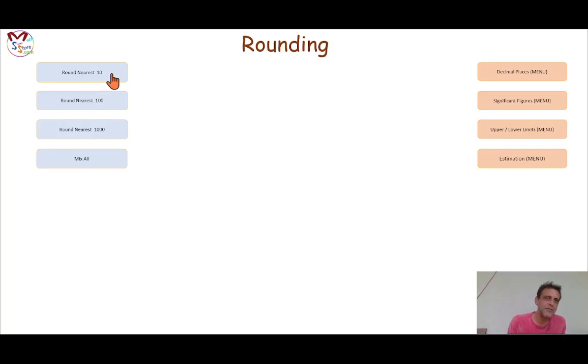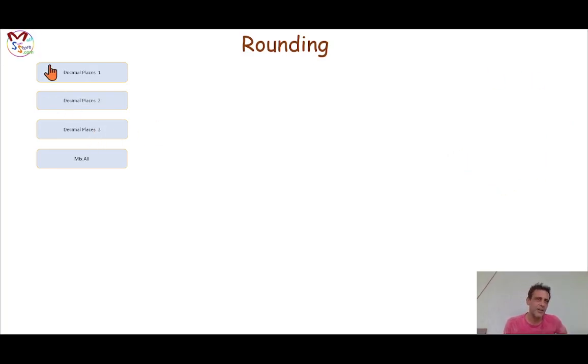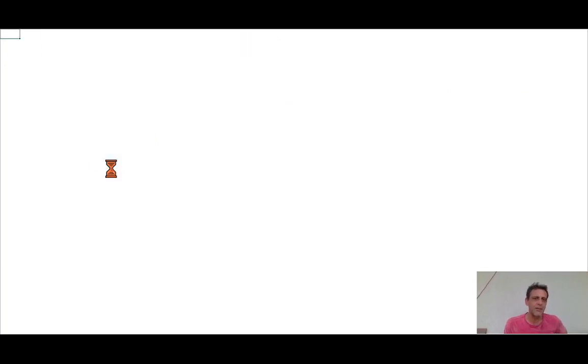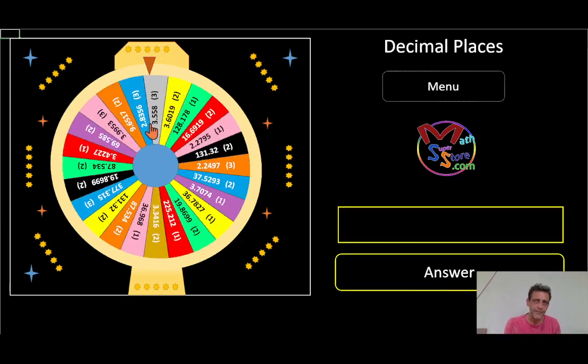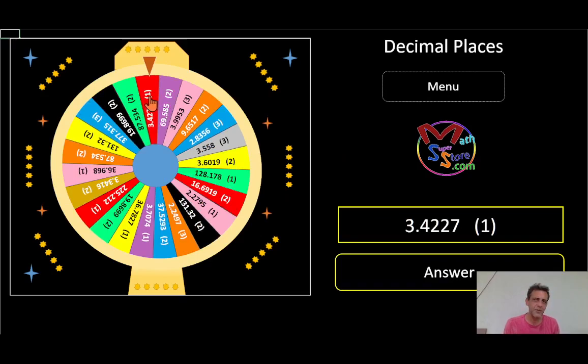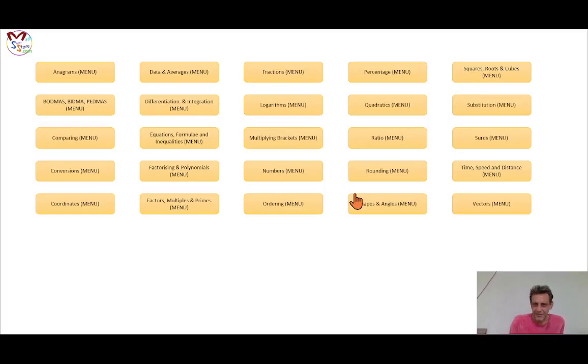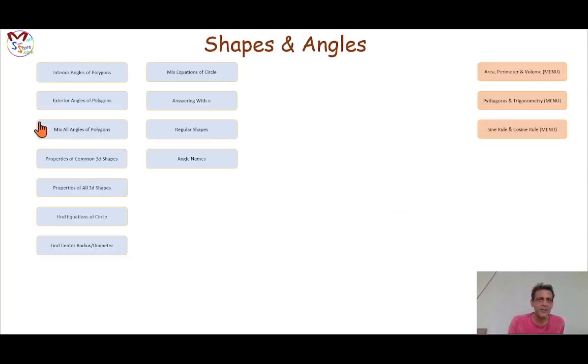We've got rounding. We've got rounding to nearest 10, nearest 100, nearest 1,000. We can mix all. We've got decimal rounding to decimal places menu, significant figures menu, upper lower bounds menu, estimation menu. Let's go for the decimal places menu. 1, 2, 3 decimal places, or mix all. I'll mix all. And see, up on the wheel, you see this is to 1 decimal place, 2 decimal places, 3 decimal places, and this one in the question is to 1 decimal place, so it should be 3.4. And then we'll go back, what was that, rounding.